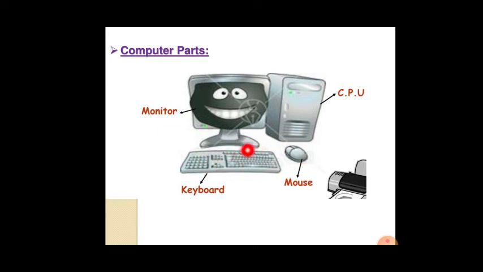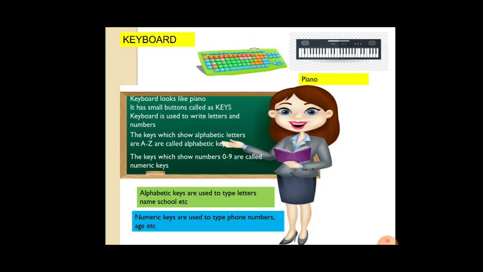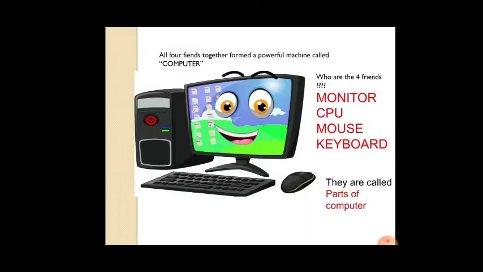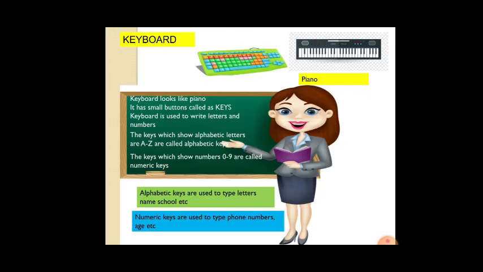So all these are known as the parts of the computer. Everything will form a whole computer. Now let us see these parts one by one. So in this video we are going to learn about the keyboard and the mouse, which are the basic parts. So shall we continue with the keyboard?